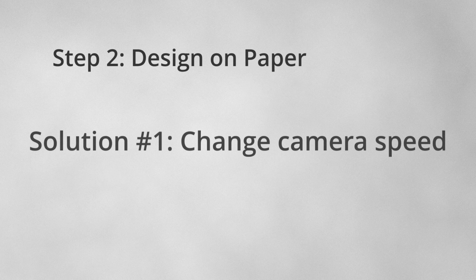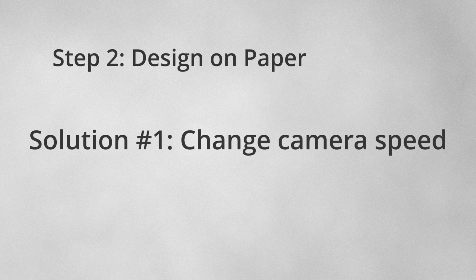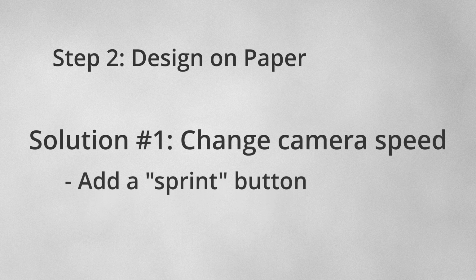Step 2, think through some solutions. Alright, possible solution number 1. We can just reduce the camera speed and add a sprint button to go between fast and slow speeds. That seems like a pretty straightforward and simple solution that would certainly make it easier to see what's going on. But you know what would make it even easier? Make the camera follow the bear.